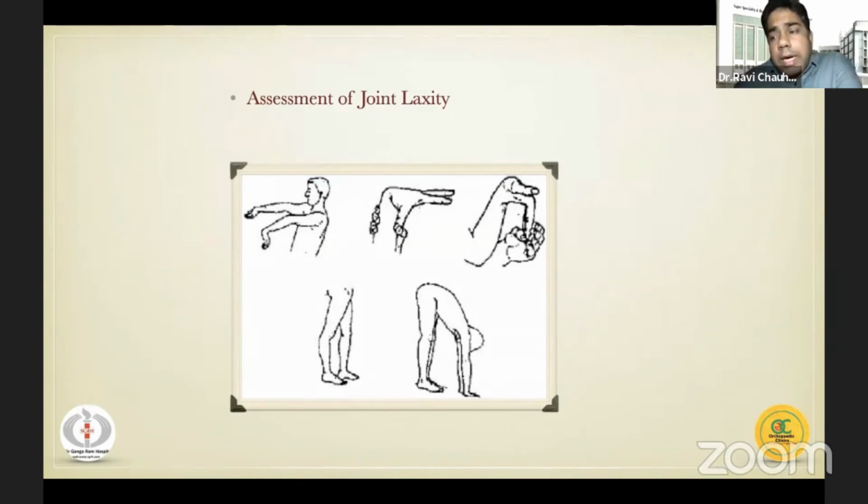After the angular and rotational profile assessment, we have to assess the joint laxities. These are the pictures of the Beighton score: hyperextension at the elbow, touching of the thumb to the forearm, hyperextension of the fingers, hyperextension of the knee, and touching of the floor with the spine.